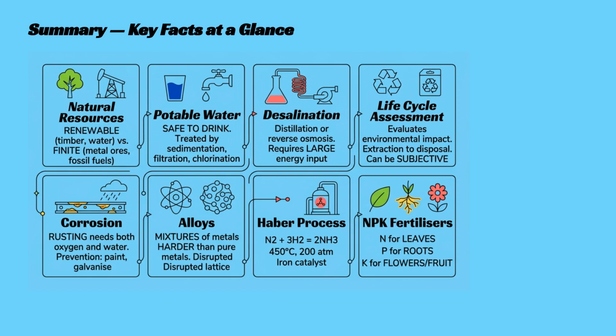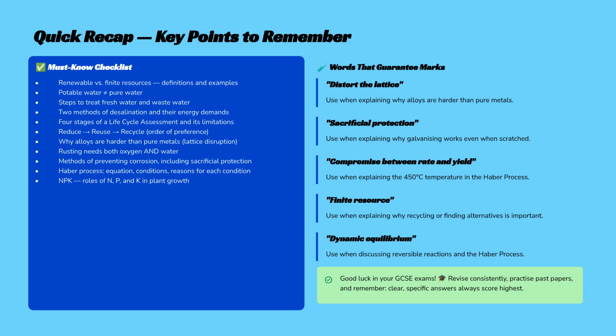This quick summary covers the 8 major areas of using resources: natural resources, potable water, desalination, life cycle assessment, corrosion, alloys, the Haber process, and NPK fertilizers. Use this as a final checklist before your exam to ensure you are confident with all the key facts. Review this must-know checklist of topics. Remember key phrases that guarantee marks, like distort the lattice and sacrificial protection.